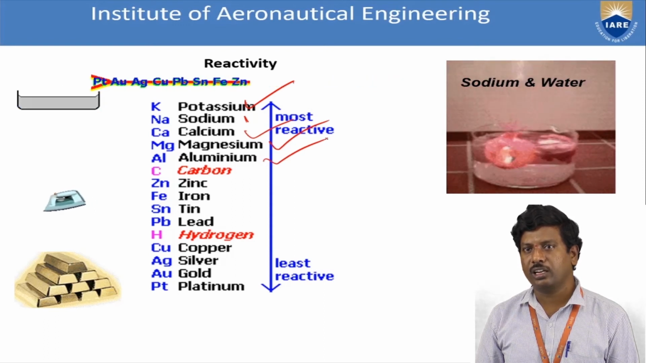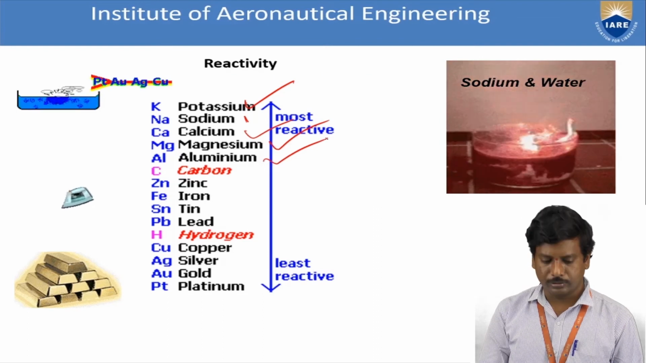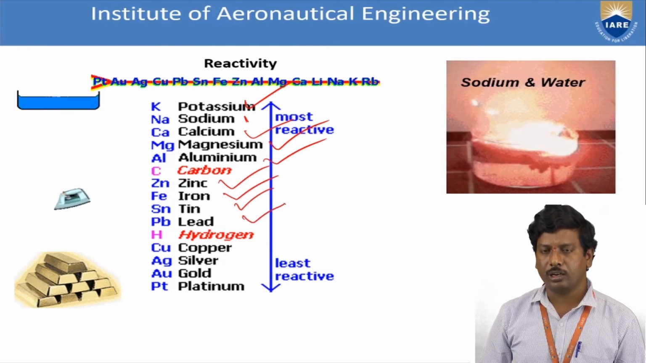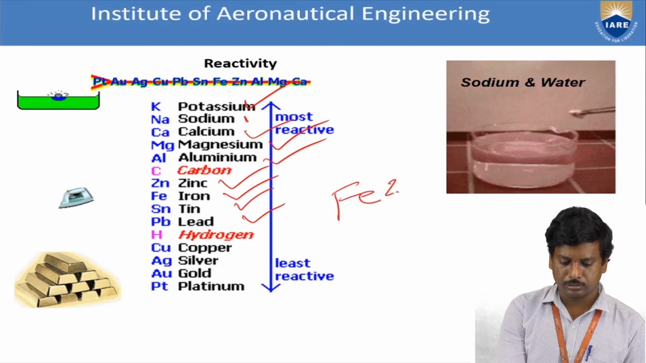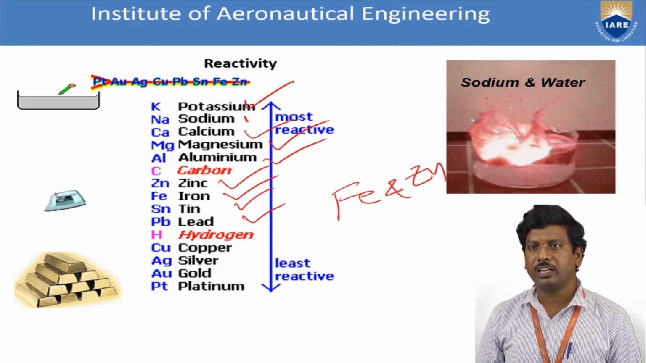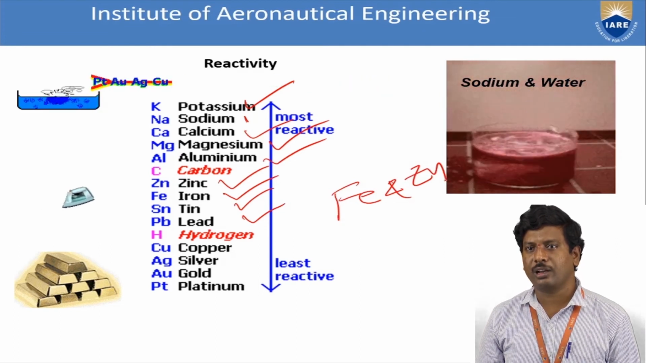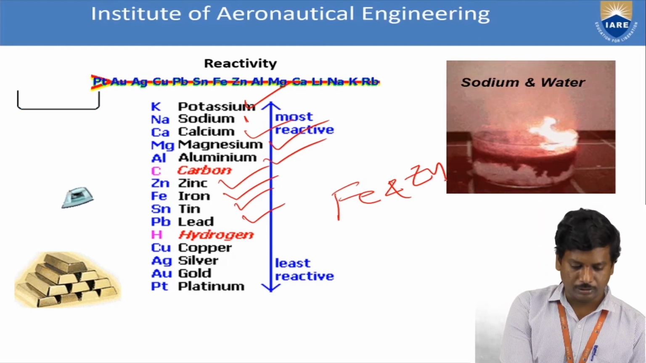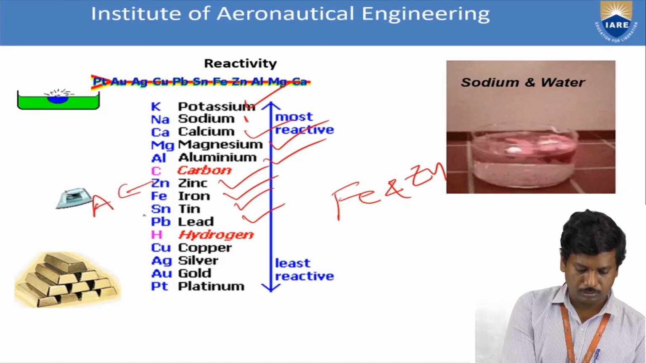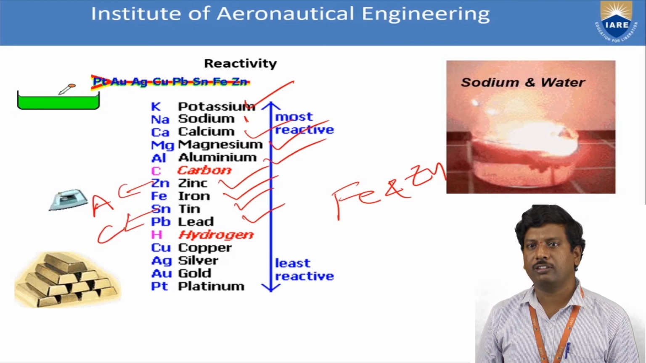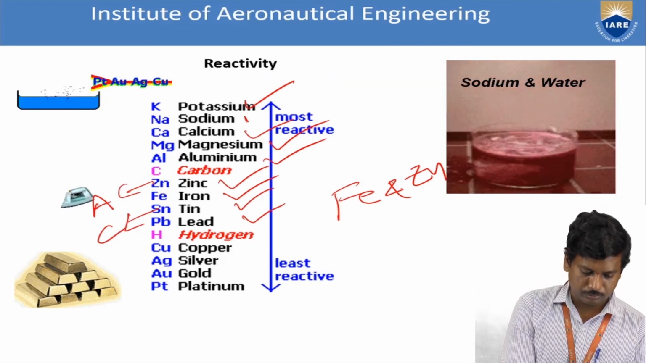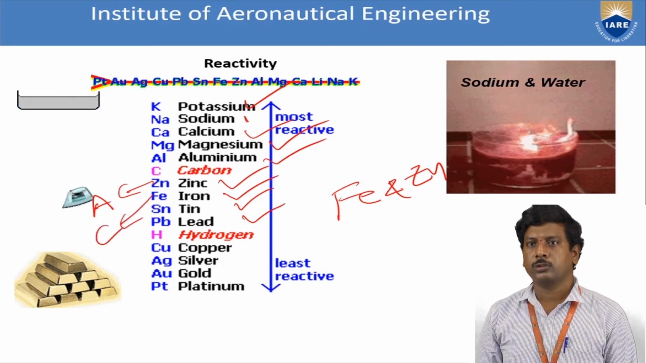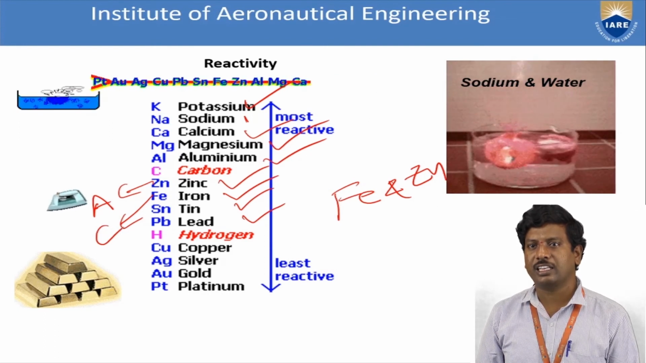So after that, the medium corrosion takes place: zinc, iron, tin, lead. That means we observe, in the case of the couple iron and zinc, that zinc is placed above iron, so that element undergoes rapid corrosion compared to iron. So zinc always acts as an anode, and iron acts as a cathode.